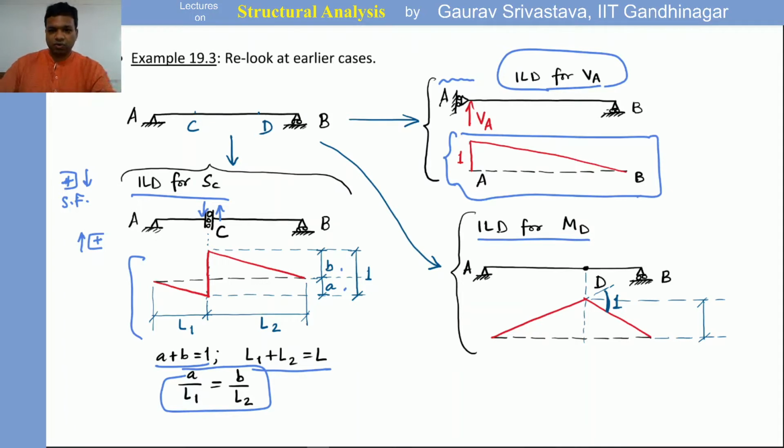Similarly, we can talk about the influence line diagram for moment at D. For moment at D, we will make D a pin, an internal hinge, and then we will move that up so that the rotation angle is 1. Once we know this rotation angle, then other quantities can be calculated for quantifying. So this simply becomes the ILD for the moment at D.